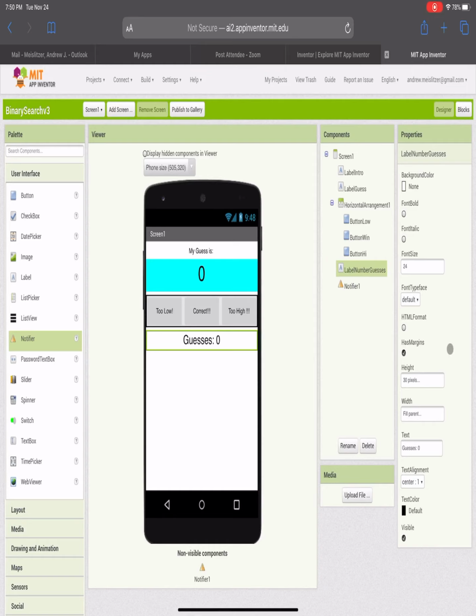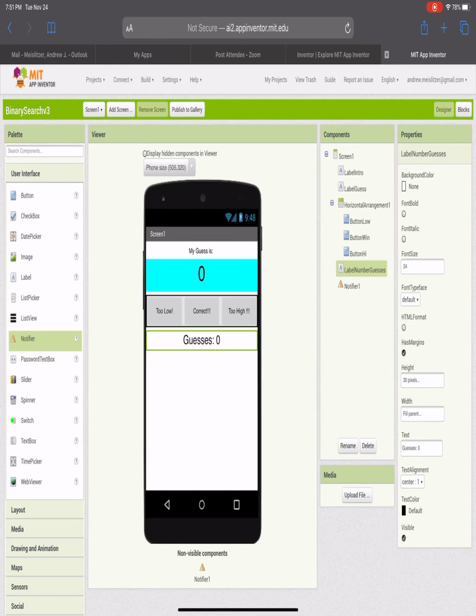And then over here on the right hand side I changed the height to 30 pixels, and the width to fill parent. And then I removed text for label 1 here, and I put in guesses, space 0. I also changed the alignment to center as well. Because what I want to have happen is have the counter, have the guesses stay the same, but have the 0 change to a 1, to a 2, to a 3 every single time a guess is made. And that's it. That's all that we have to do for the arrangement.